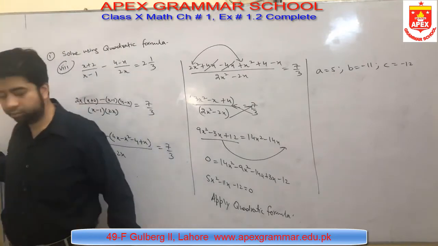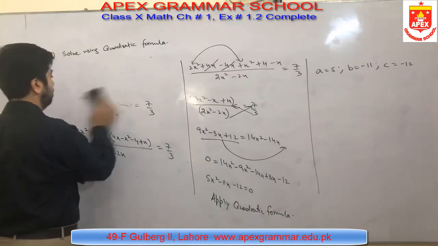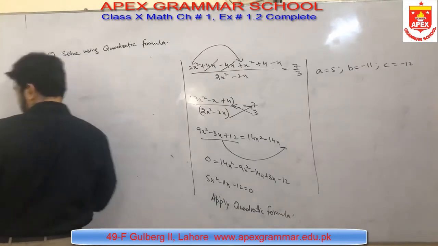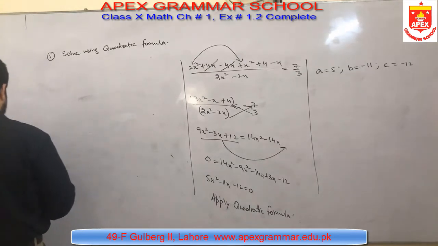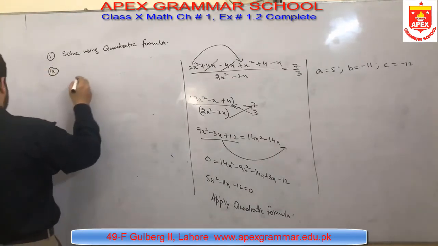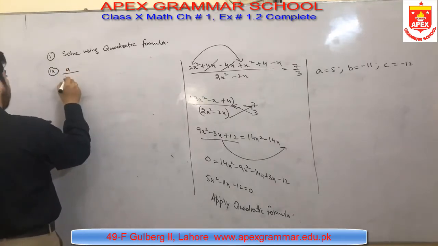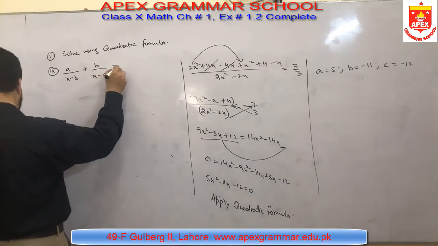Now we will move toward the next part. Yes, the next part is part number 9, that is a over x minus b plus b over x minus a is equal to 2.